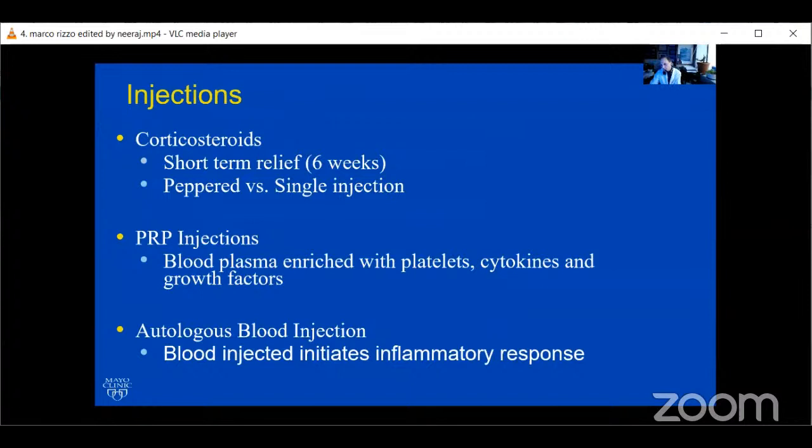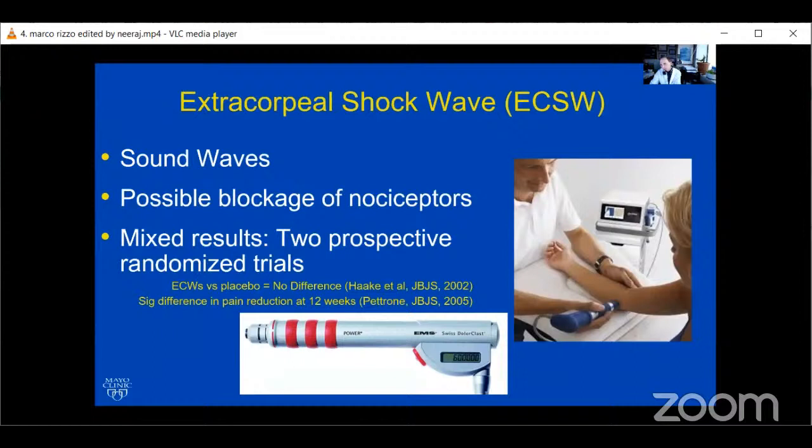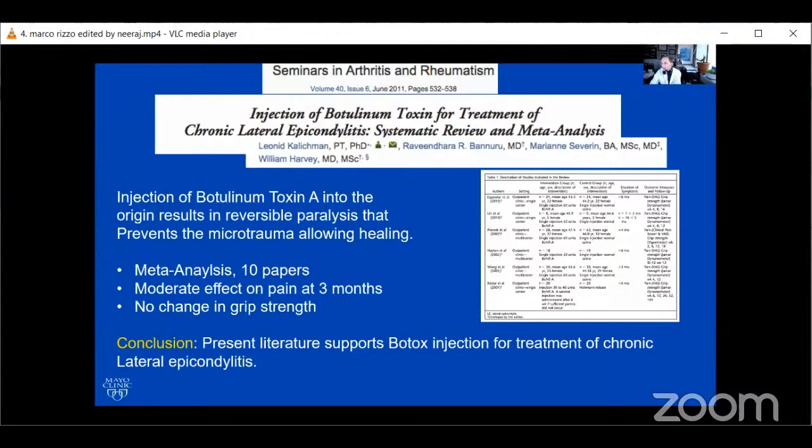Extracorporeal shockwave therapy has been popularized and studied. Two prospective studies have been performed, one showing no difference and one showing a significant difference in pain reduction at 12 weeks. Botox has been studied through a meta-analysis of 10 papers demonstrating a moderate effect on pain, but no real change in grip strength. But the present literature supports Botox in the treatment of chronic lateral epicondylitis.